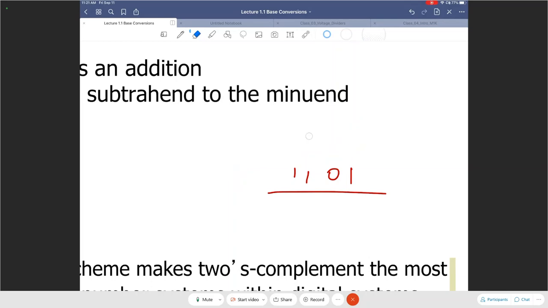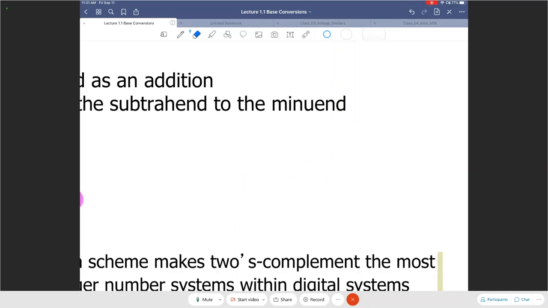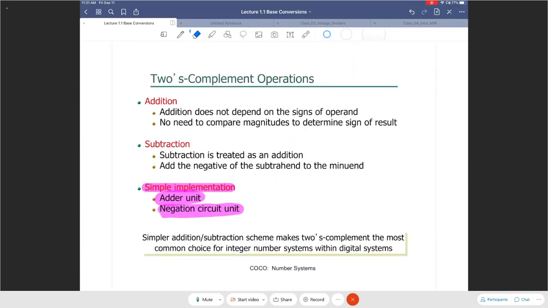So I really need two things. One is adder unit, the other is something that can do a bit by bit complement or the negation circuit. That's it. I can do addition, I can do subtraction. No need of comparator, no need of a separate subtractor unit.